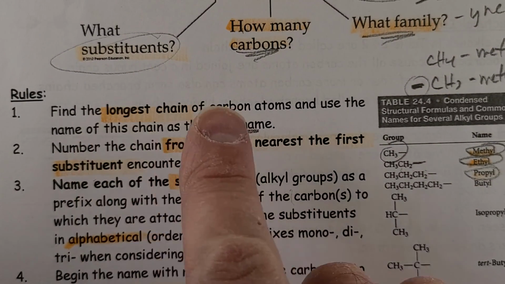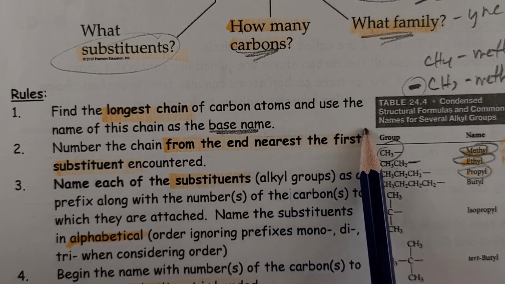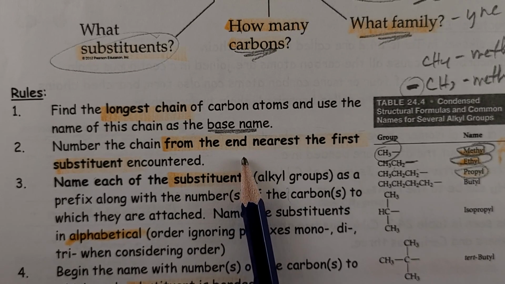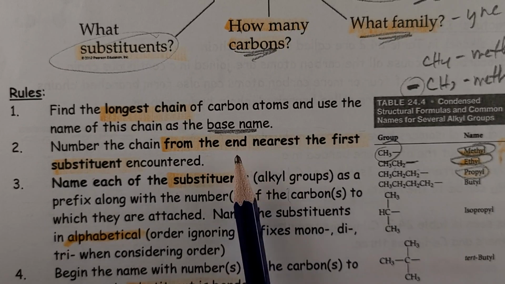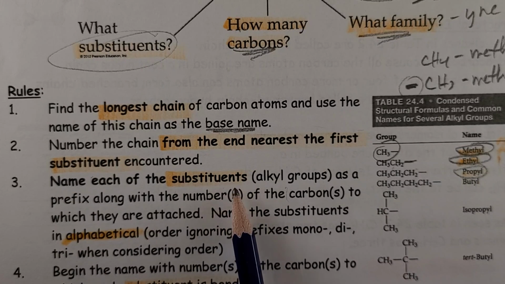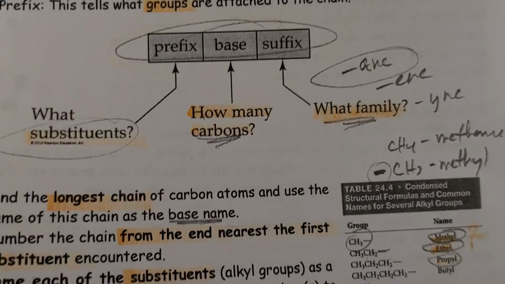So again, you find the longest chain, look for the base name, which consists of the longest continuous carbon chain, number from the end that's going to give you the closest attachment the soonest, name the attachments or substituents in alphabetical order, and then if you have to use mono or di, you can do that.